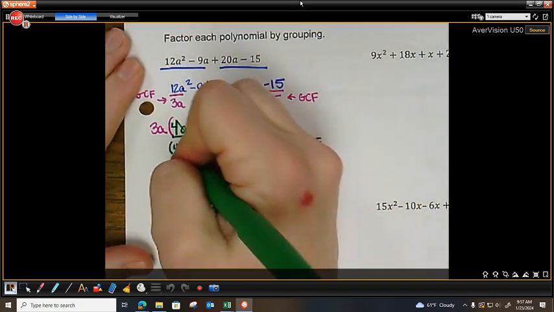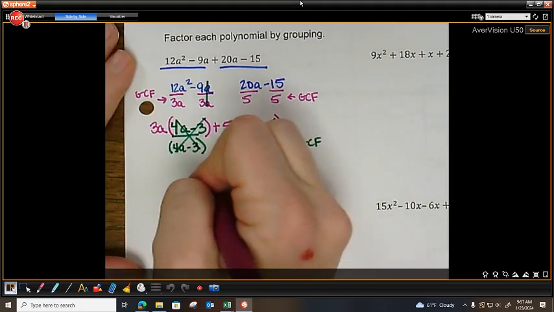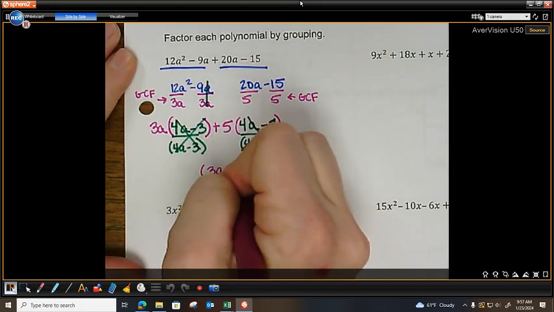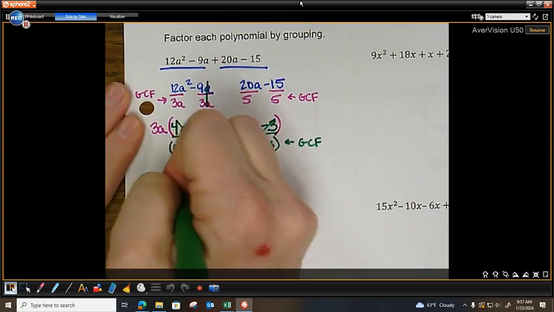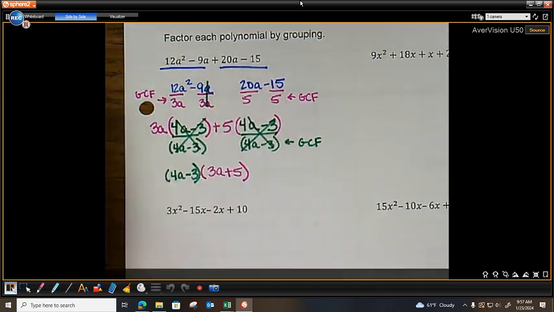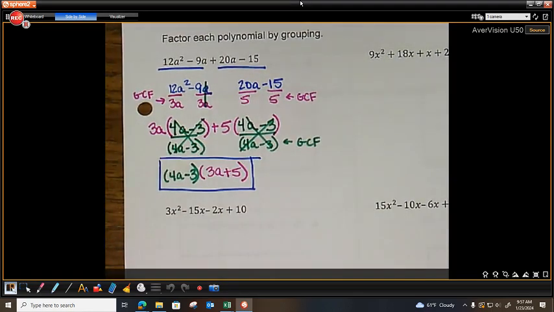Well, the parentheses cancel and the parentheses cancel. So what am I left with? 3a plus 5. What's the GCF that should go out in front? 4a minus 3. And there's my answer. Could you check this in the calculator?